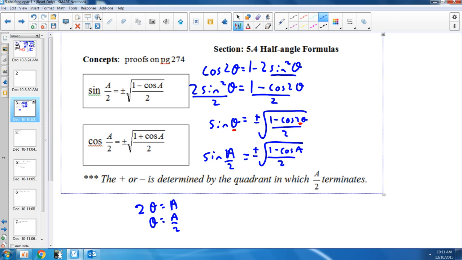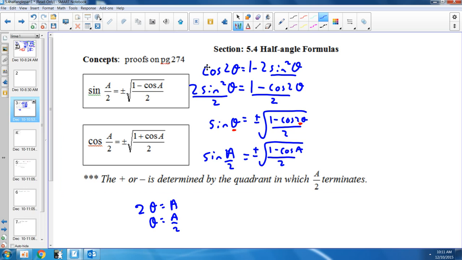So this is the half angle formula that says that the sine of A over 2 equals plus or minus the square root of 1 minus cosine A divided by 2. And we'll talk about that plus or minus in just a little bit.